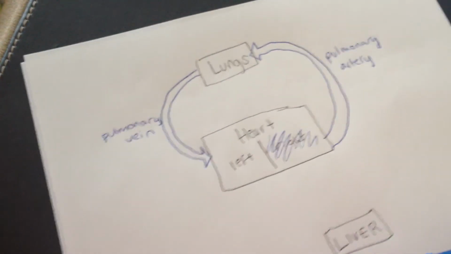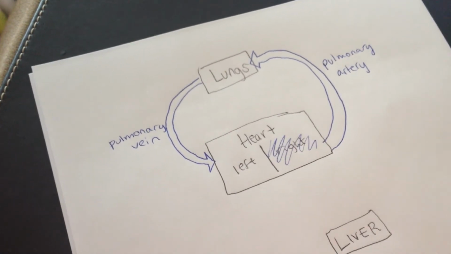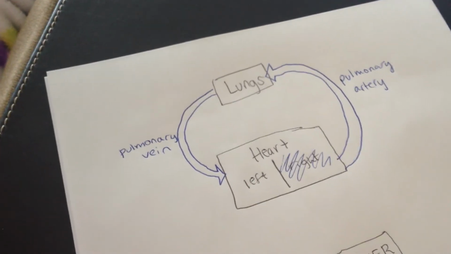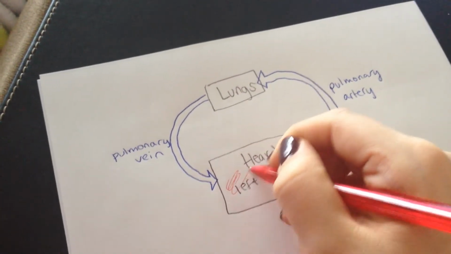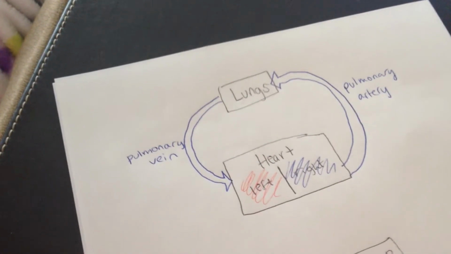Now, that's the only thing that we want to look at with regard to the right side of the heart for now. Now, moving on to the left side. The left side is going to be most of what we're going to learn about. So what leaves the left side is going to be in red.